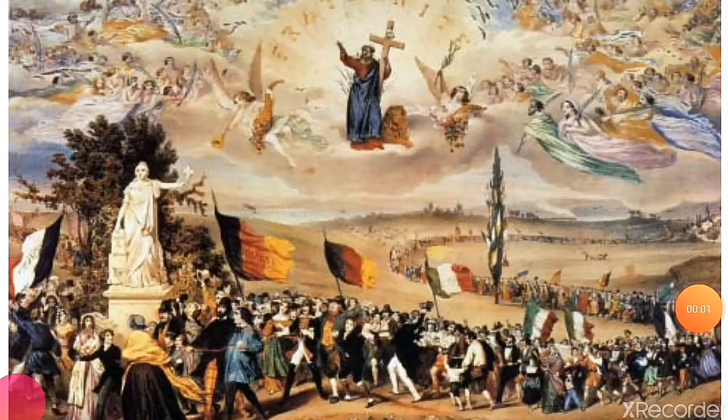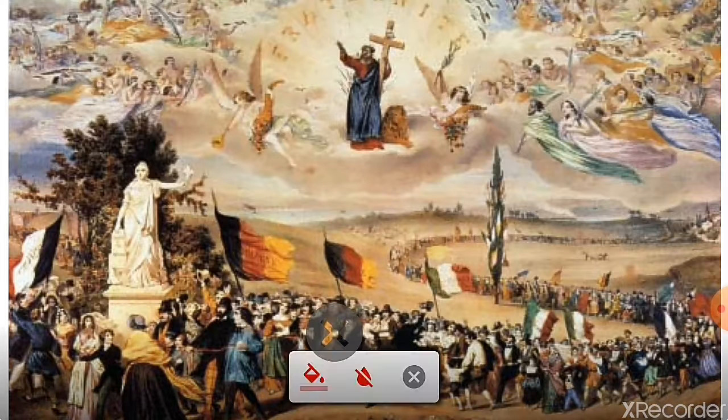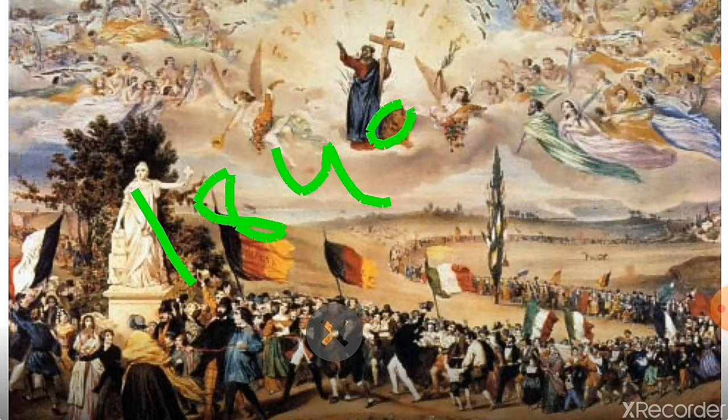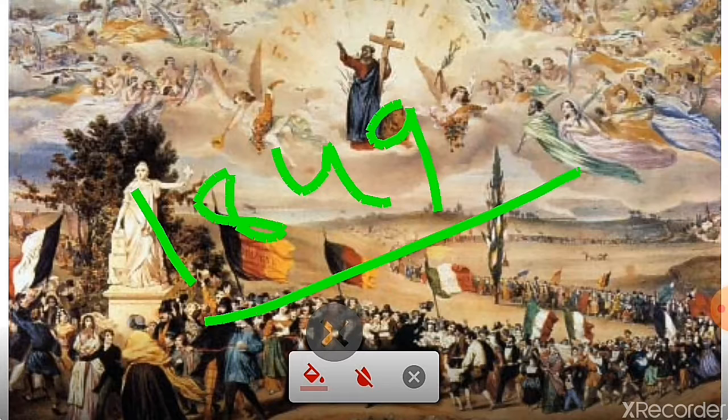There is a painting on your screen. You are looking at this painting. It's a very great painting. This painting was prepared by Frederick Sorrieu in 1848. He prepared a series of 4 prints visualizing his dream of a world made up of democratic and social republics.